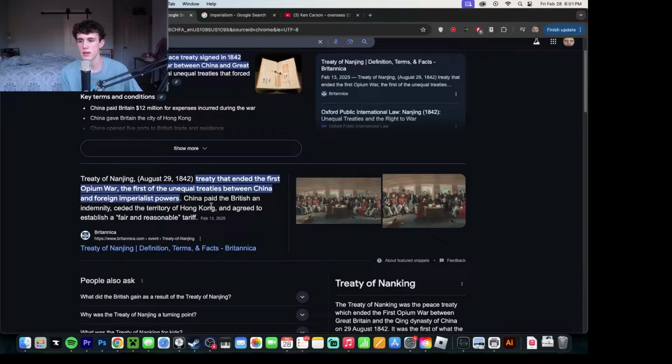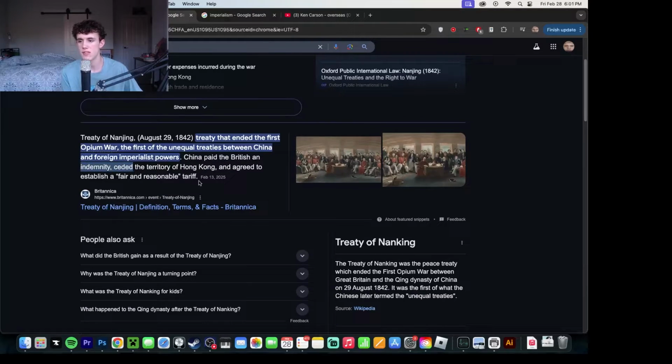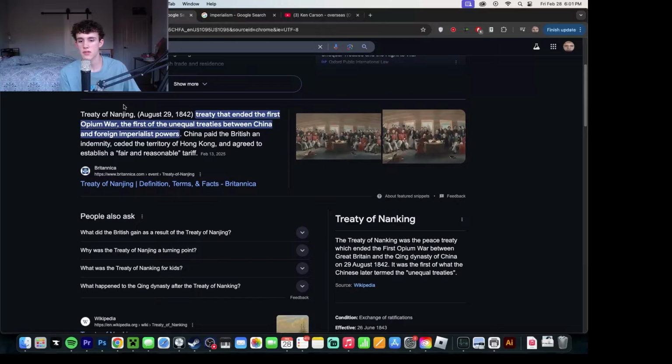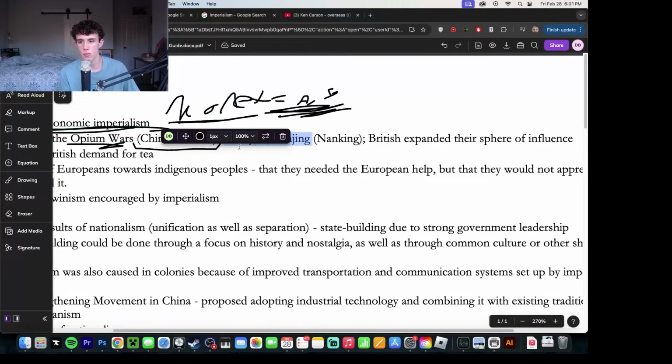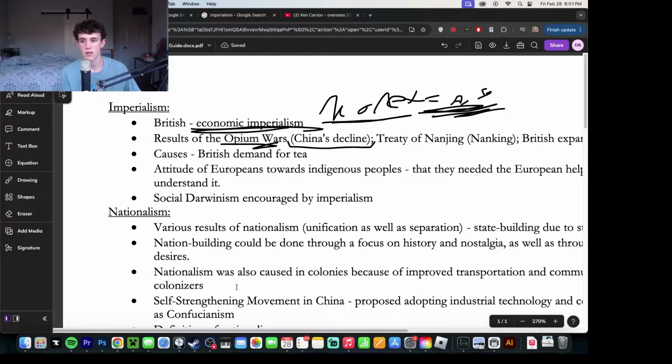So China paid the British and ceded the territory of Hong Kong and agreed to establish fair and reasonable tariffs. So tariffs on opium. Yeah, it was a peace treaty which ended the Opium War, well, the first Opium War. There ends up being more Opium Wars, but we're basically just focusing on the first one. This expanded their sphere of influence, because they were the reason the Opium Wars took place in the first place.